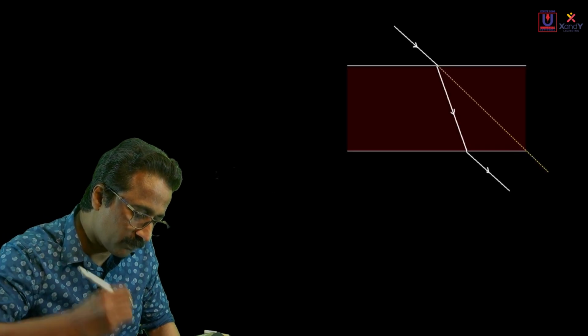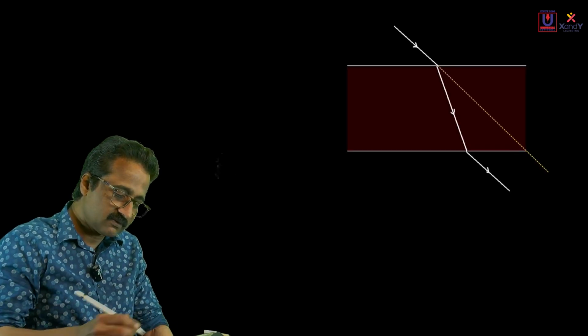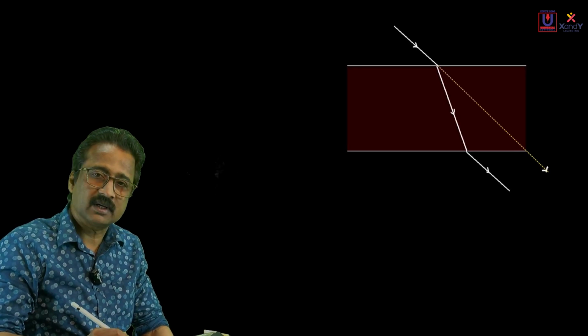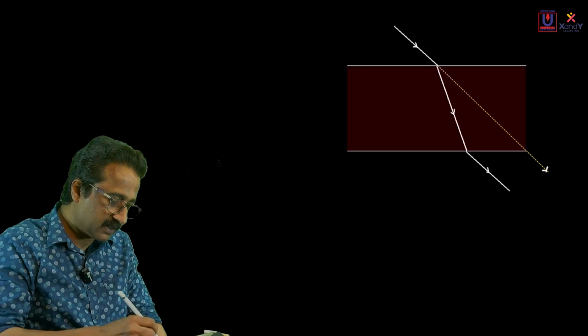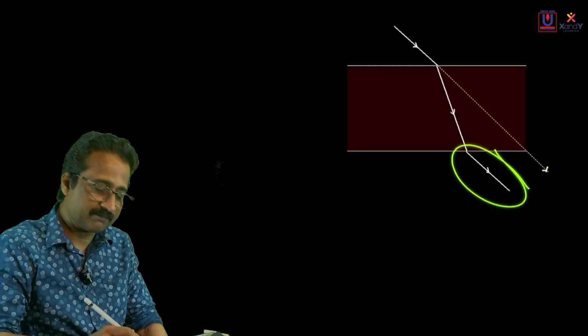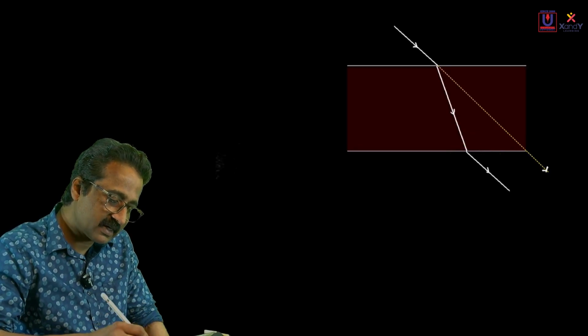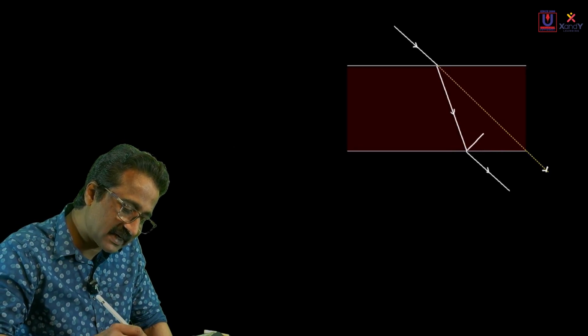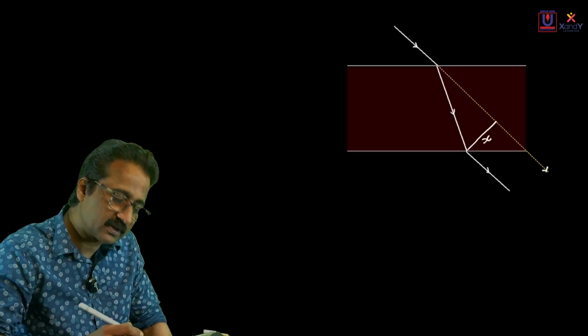Did I make a mistake? No. So this is the actual path. If that is the actual path of the light ray, it bends twice and passes like this. So this is the emergent ray. Now what is a lateral shift? Lateral shift is supposed to be this. What is this gap? It is actually called the lateral shift.